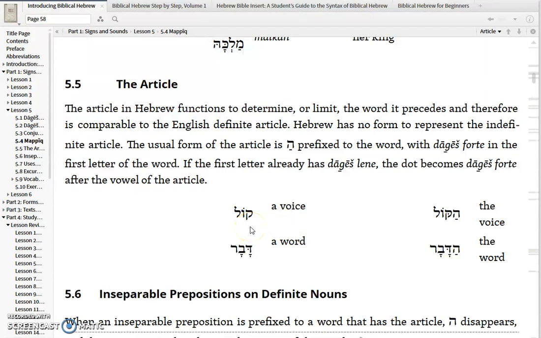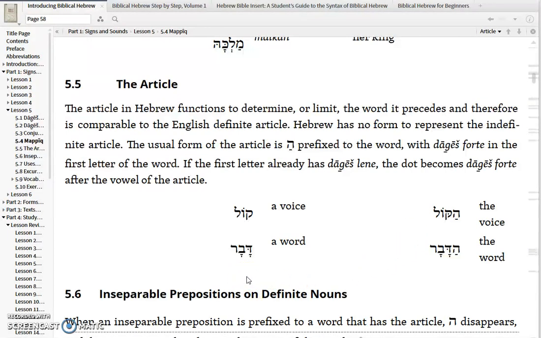So if you have the word kol, which means a voice, and you want to make it the voice, and by the way, just the lack of the definite article can make it indefinite. There is not usually a word a or an that's placed in front of a word the way we do in English, but the lack of an article means that it's a or an. So here you have a voice, kol, but when you add the article, you take a hey, you have a pata, you double the kof, and you get hakol, the voice.